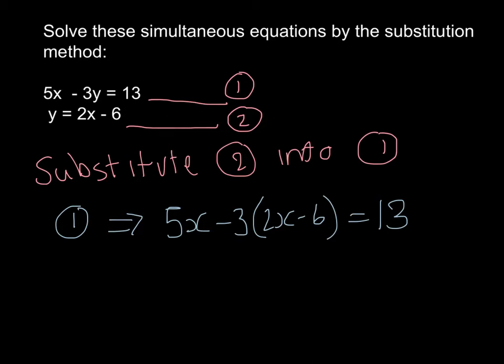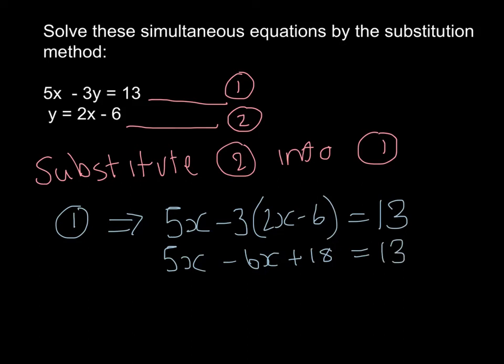So first of all, I'm going to multiply out the bracket. The bracket has a minus 3 in front of it. So that means minus 3 times 2x and then minus 3 times minus 6. So be very careful with your negative numbers. So 5x will just stay there. Minus 6x, 3 times 2 is 6, plus 18, because minus 3 times minus 6 is going to be positive 18, and that's equal to 13.